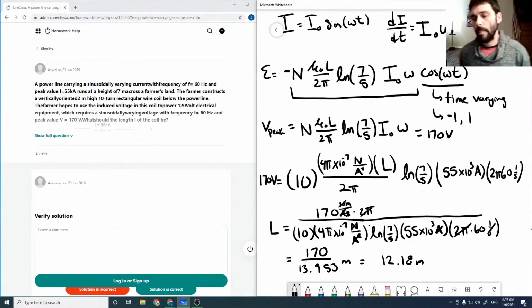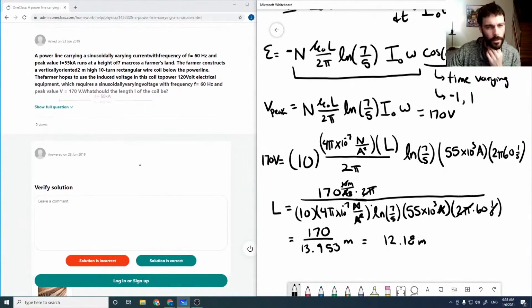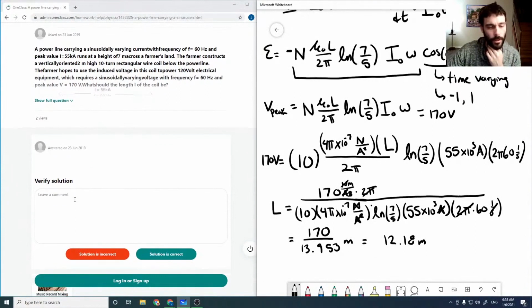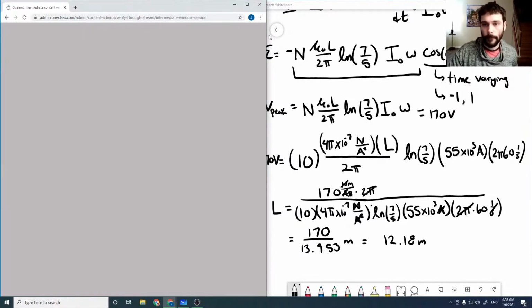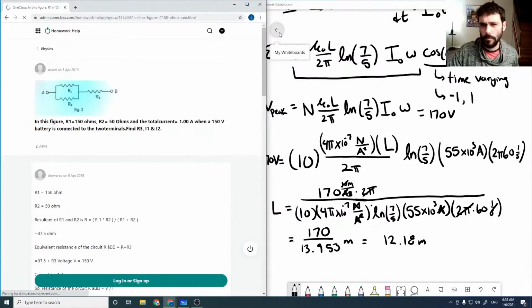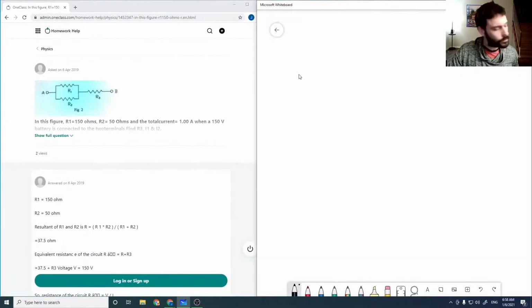And so there we go. So the length of our coil to generate that 170 volts would have to be 12.18 meters. Okay. All right. So then, if we check our solution here, there is none. So it's obviously incorrect. So I guess I'll just say the solution is incorrect.